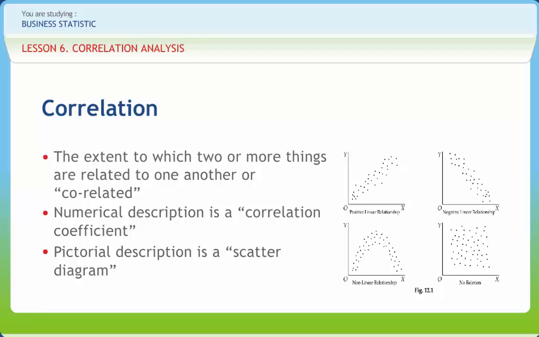A scatter diagram of the data helps in having a visual idea about the nature of association between two variables. If the points cluster along a straight line, the association between variables is linear. The strength of the correlation between two variables, such as two stock prices, is measured by the correlation coefficient.